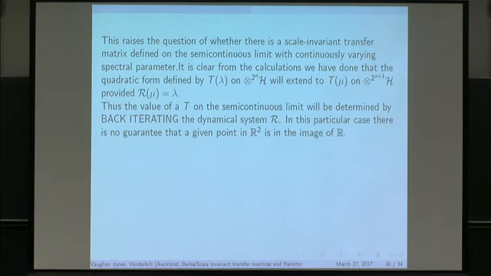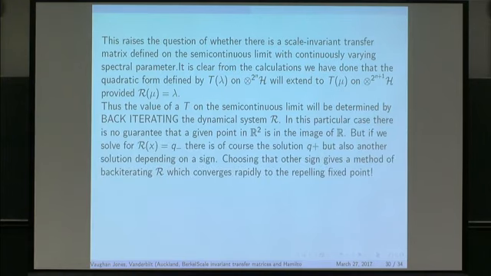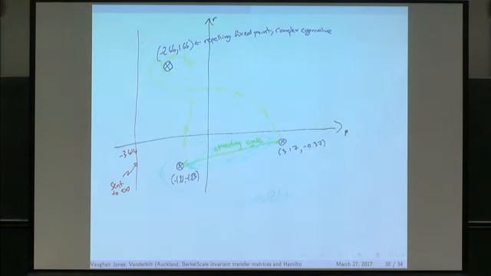In this particular case, there is no guarantee that a given point in R2 is the image of R. We're not in the usual complex dynamics, which is on one-dimensional complex projective space. Things are surjective because of solving polynomial equations in complexes. We have to check that we can back iterate as much as we like. And what happens is we can.